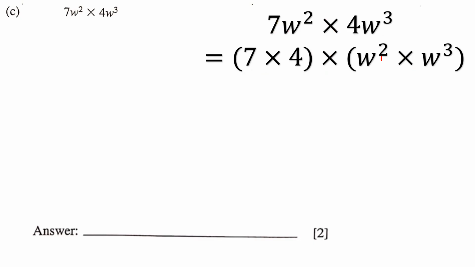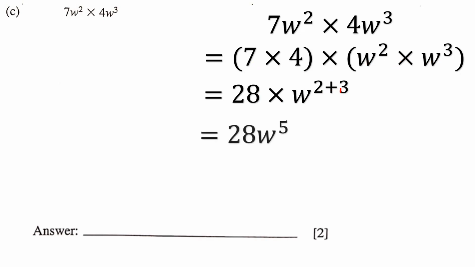We know that's 28. And then we do the letters. So it's going to be w to the second power times w to the third power. And we know when we are multiplying terms with the same base, we add the powers. So it's going to be 7 times 4, 28, and w raised to the 2 plus 3, which is going to be 5. So the answer is 28w raised to the fifth power. That's the answer, 28w raised to the fifth power.